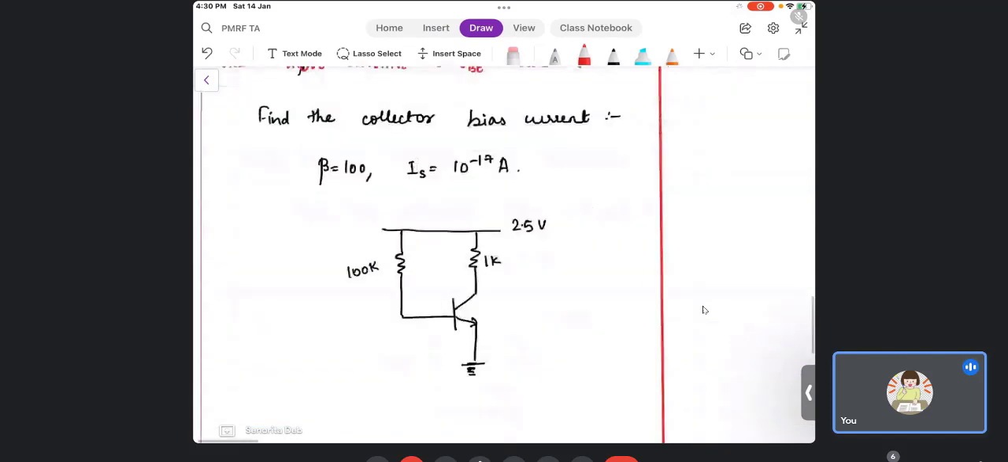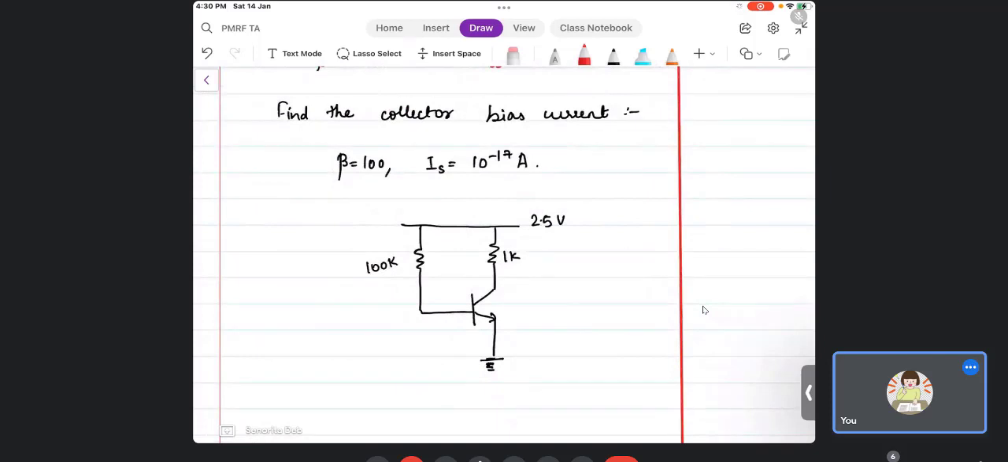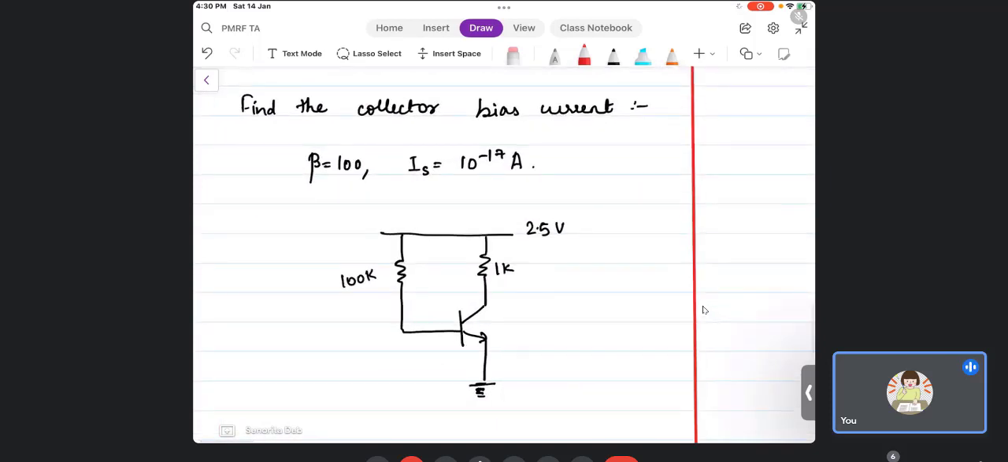So find the collector bias current. Please note this question. I have given you beta value 100. IS is given as 10 to the power minus 17 ampere. Please take out your calculators, because I expect you to solve it with me.